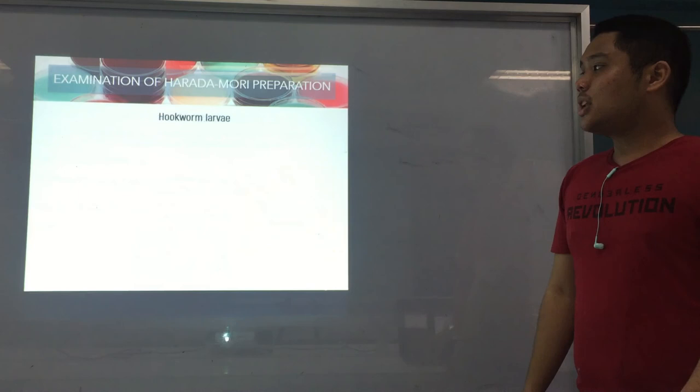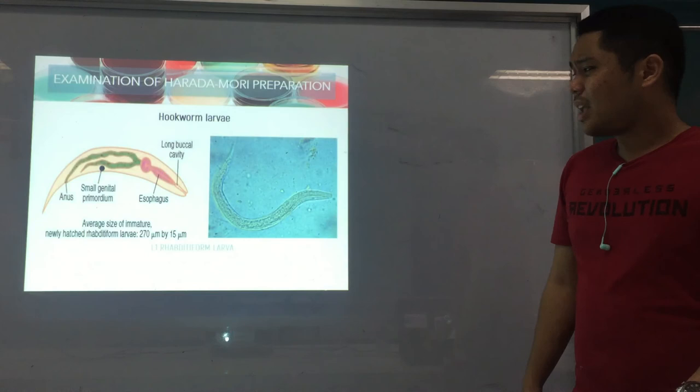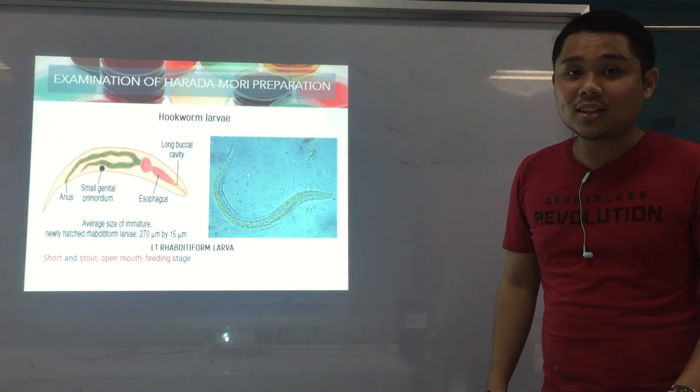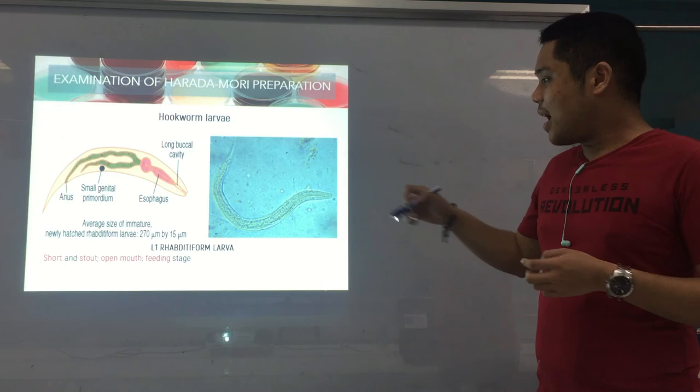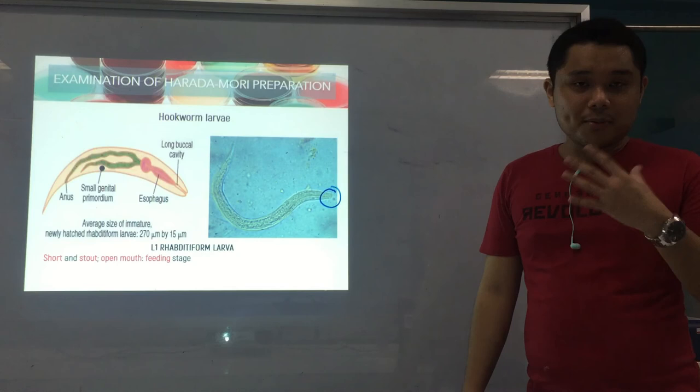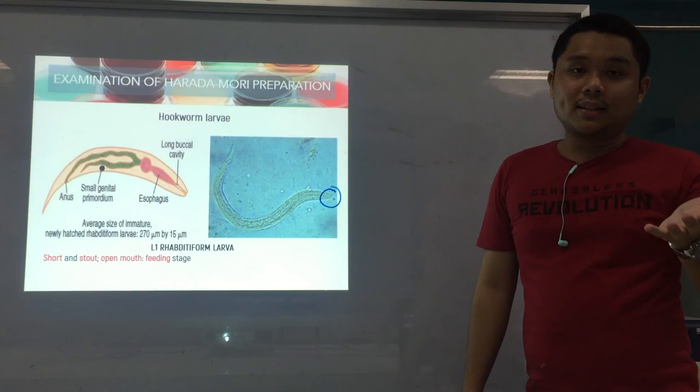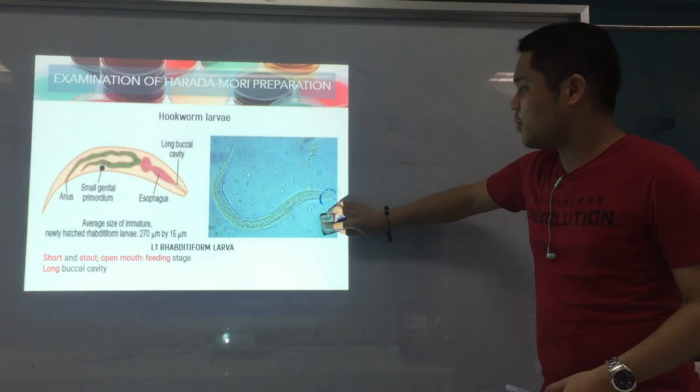So we then go to the larva of your hookworm. We'll start first with your L1 rhabditiform. As you can see, the L1 rhabditiform is short and stout. It's quite big, and also short. And as you can see, it has an open mouth. This is its mouth, because again, it's your feeding stage. When you say rhabditiform, this is the feeding stage larva of your parasite. And aside from that, it has a long buccal cavity, meaning its mouth is deep.